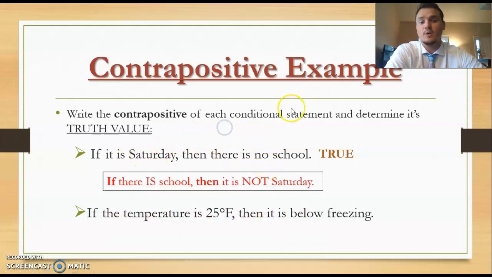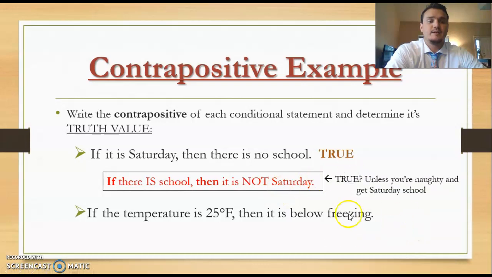So we're switching the order around and we're negating it. So we're changing it from its original meaning to the opposite. So if there is school, then it is not Saturday. So again, this is a true statement. So if you have school, then it's not Saturday, but unless you're naughty and get Sunday school or Saturday school, I guess. And the other one is if the temperature is 25 degrees, then it is below freezing.